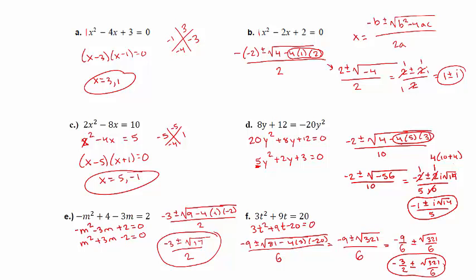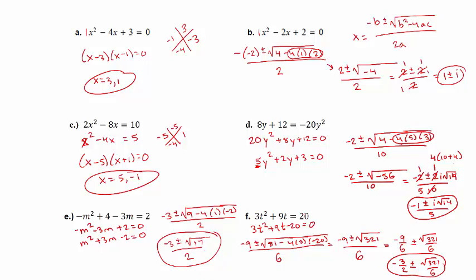You'll see that you may have some negatives where I have some positives in here, but it works out to the same answer. So it really doesn't matter if you choose to do that or not. You should get the same answer, but you should get negative 3 plus or minus root 17 over 2.